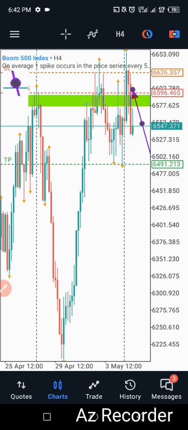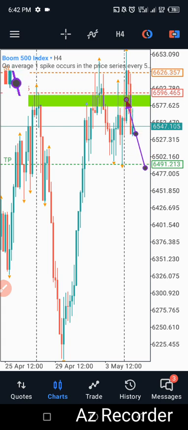Remember, we are selling somewhere around here. So price sold, and now price has come back to that same level. So that is why we are interested at this particular level.